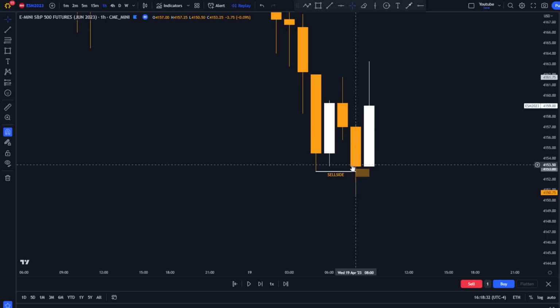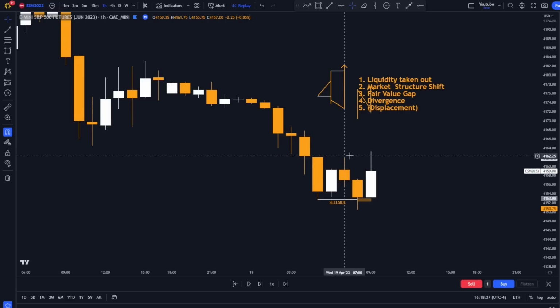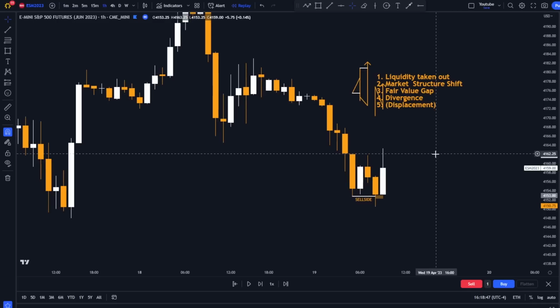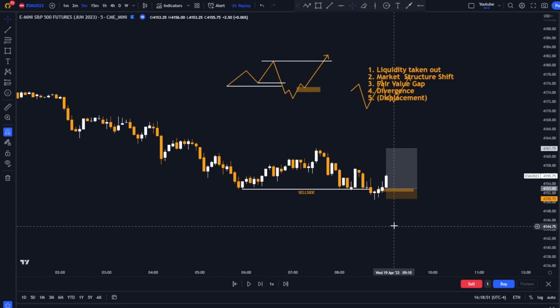And then when this happens, it's displacement, and it's showing you its hand and telling you that it is going to go up. So you can target this right here, the liquidity on the 1 hour chart, and you could also try to target this one. So let's see how this plays out. Let's go to the 5-minute chart.